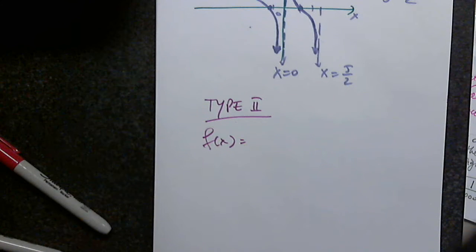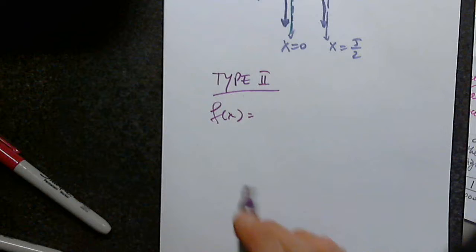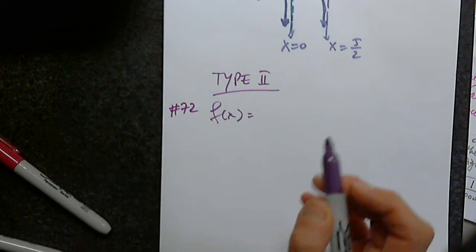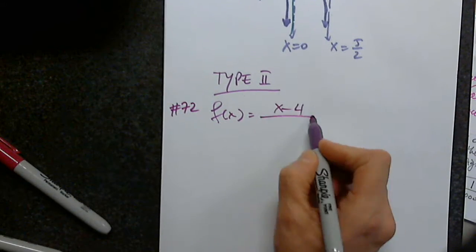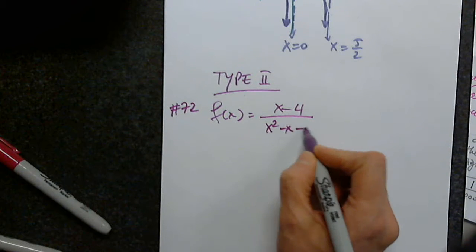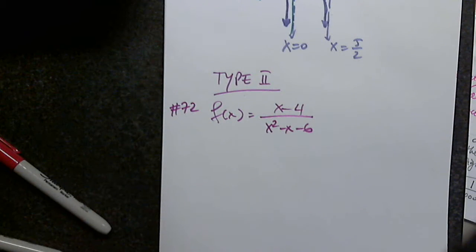Anyone? I've got one. 72. Is x minus 4 divided by x squared minus x minus 6. Is this type 1? It's not type 1 because the degree of the top and the degree of the bottom are not the same. Correct? Good.